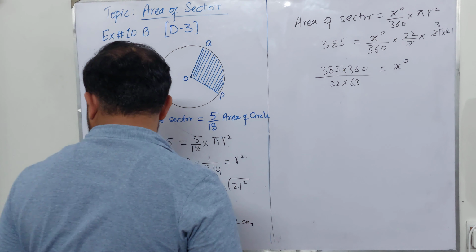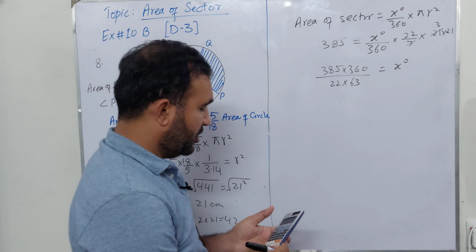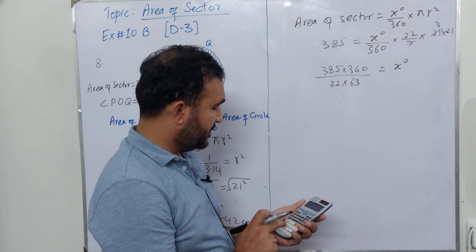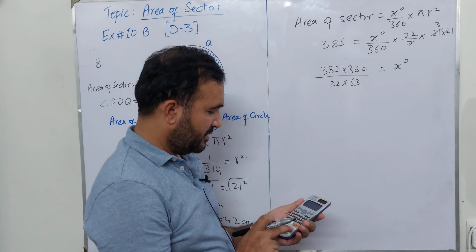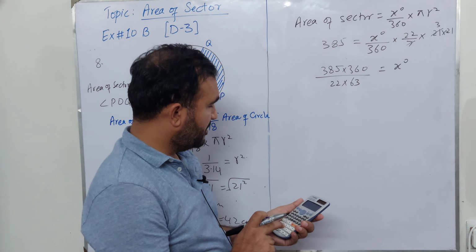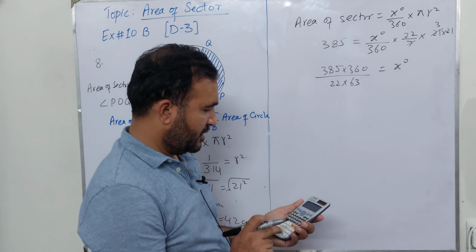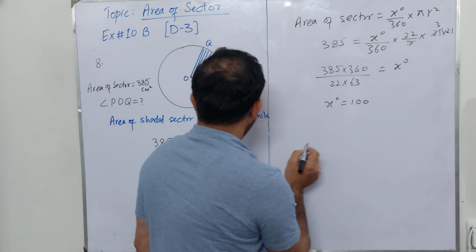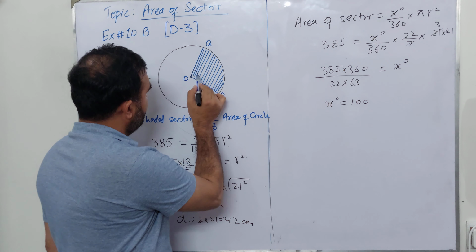So when you calculate everything, you will get the final result of the angle, which is 385 times 360 divided by 22, again divided by 63, which is 100. So the angle will be 100. So this angle is 100.